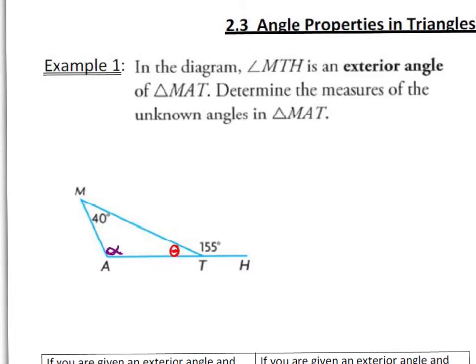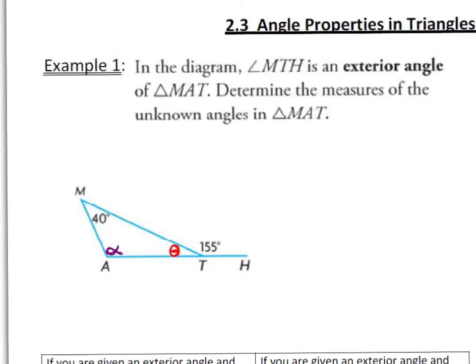Alright, let's continue on with section 2.3, Foundations of Math 11, angle properties in a triangle. Alright, let's look at this example. Angle MTH, this exterior angle right here, is an exterior angle. Angle MAT. Now we have to determine what is the measure of angle MAT.